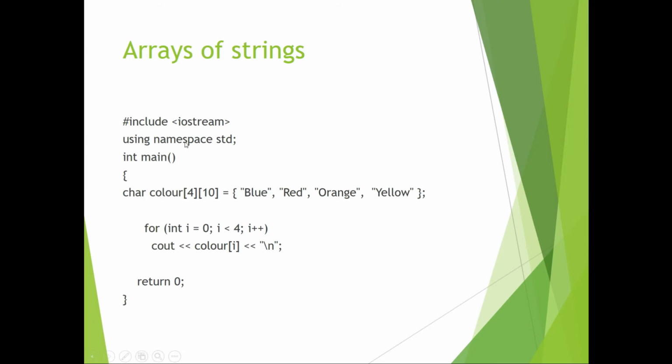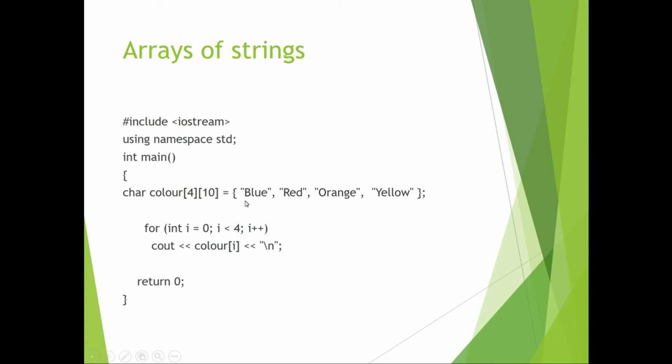So for an array of strings, you have a 2D array over here, two dimensions, where the first array size is 4 and the second array size is 10. So this 4 represents the rows and this 10 represents the columns. So there are 4 rows here, indicated within double quotes: blue, red, orange and yellow. Each row has 10 columns.